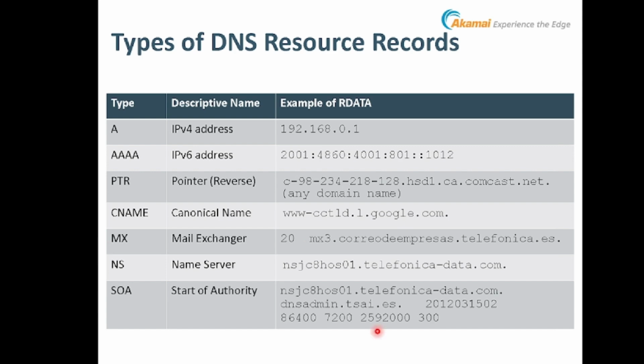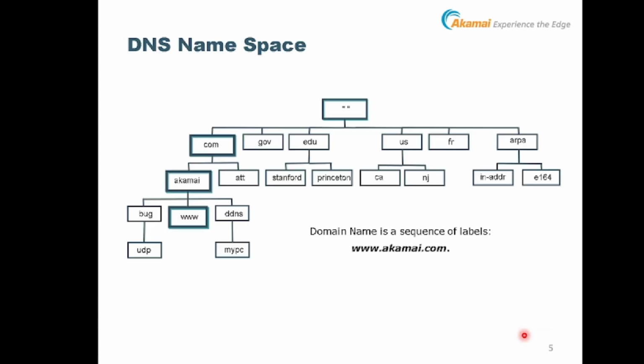And these NS and SOA records, those are the types that are essential for the operation of the DNS. Other types of resource records will be fetched and cached and transmitted to clients without regard to what type they are. There's no significance to that. All right, so that's more than enough on that point.